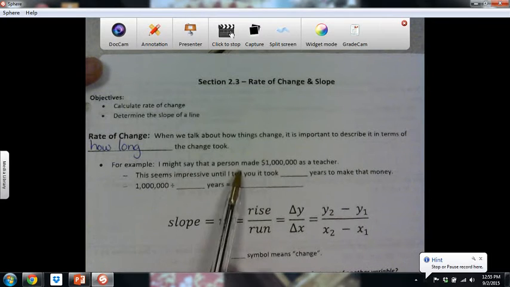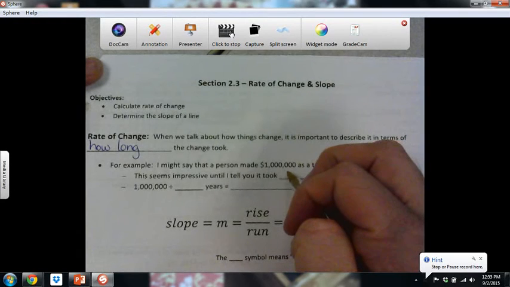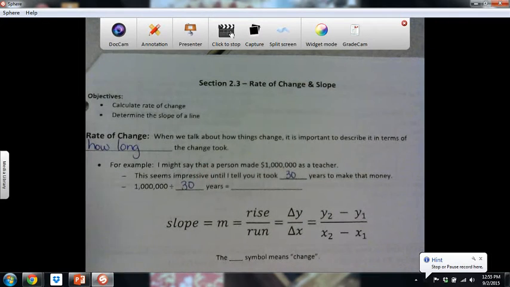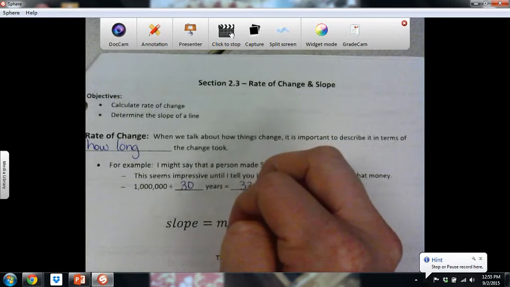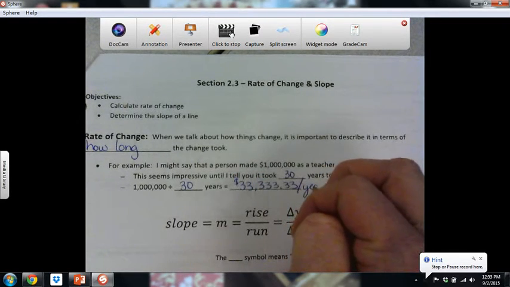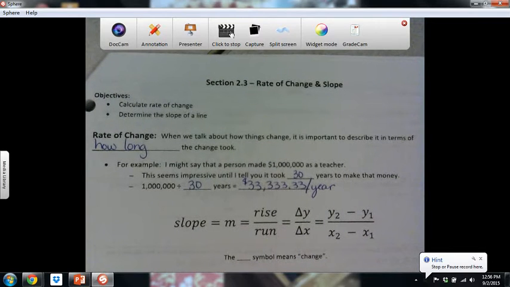So I might say that a person makes $1 million as a teacher. This seems really impressive until I tell you that it takes, let's say, maybe 30 years to make that kind of money. And so the rate of change would ask us to divide. So I do $1 million divided by 30, and that'll give me how quickly they're making that money. So in this case, it's really $333,333.33 per year. That seems like a much more reasonable annual salary, right? So again, it's important when you talk about rate of change to talk about how long that change took to take place.